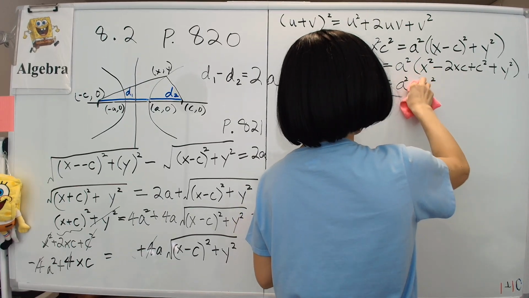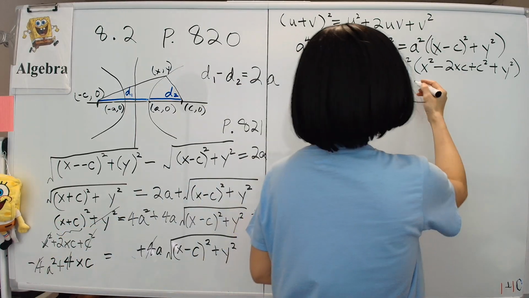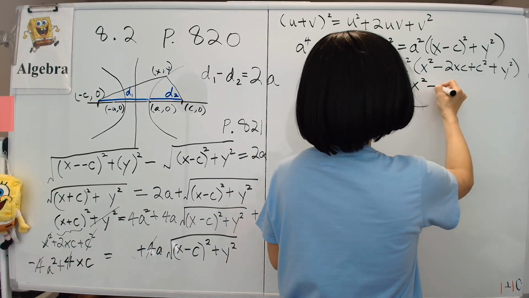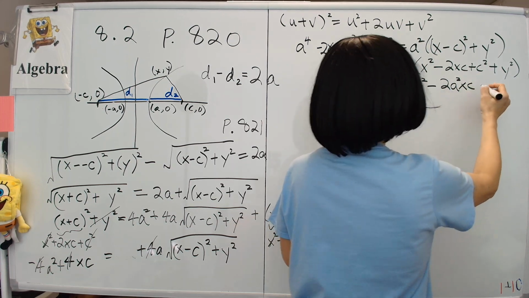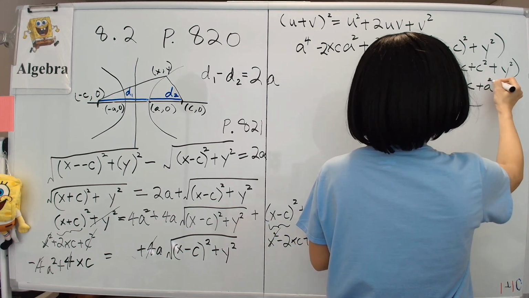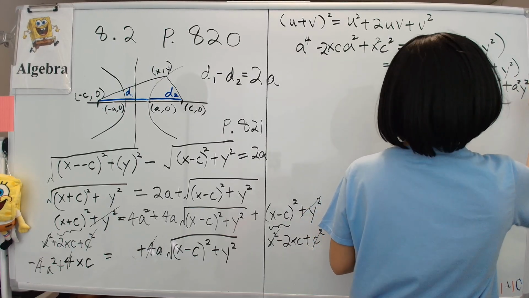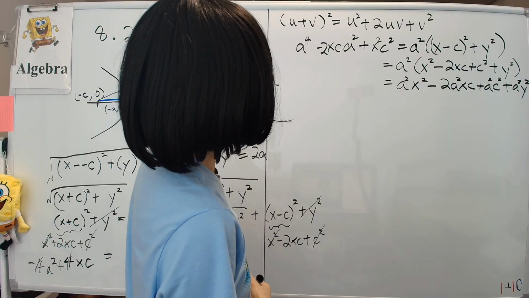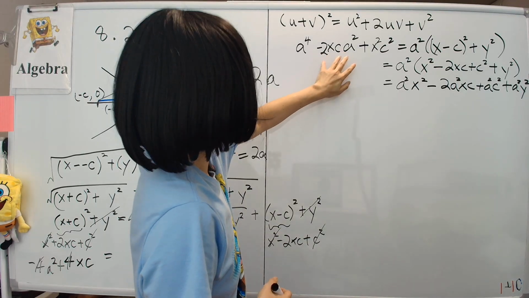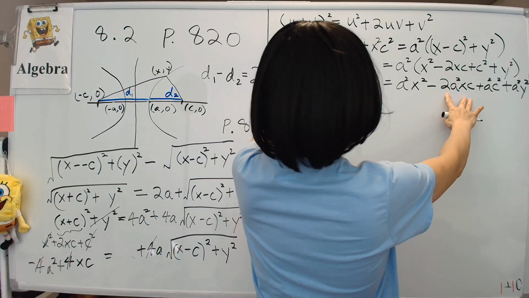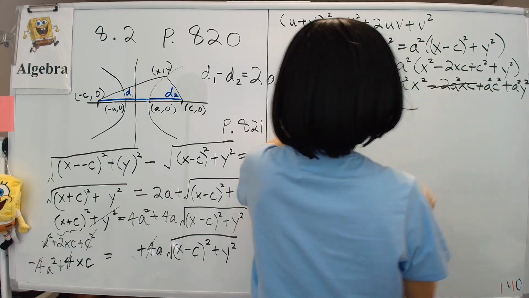So let's multiply the a squared out with all the rest of the stuff. Okay, so that becomes a squared x squared minus 2 a squared xc plus a squared c squared, and then finally plus a squared y squared. And then let's see if there's anything we can cancel out. Right here, this thing is identical to that object, both negative signs, so this can be canceled out. Okay, I think that's about it.